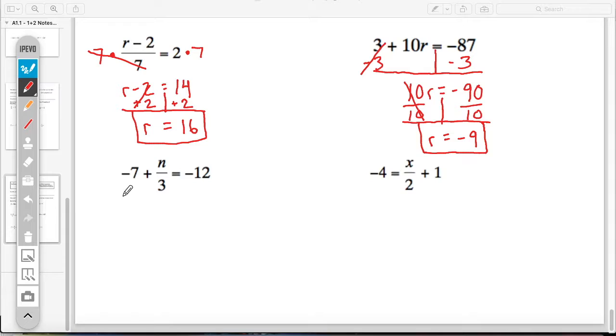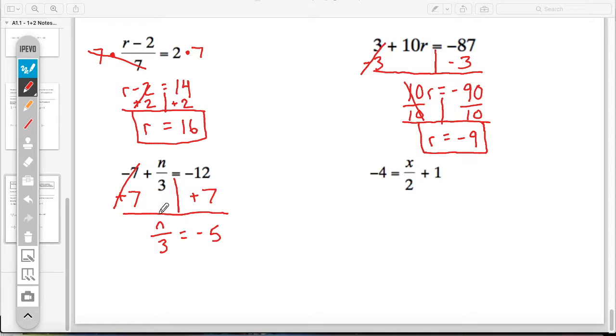Great. So this example right here. Start off by making my t-chart. I know this expression that has my variable needs to be by itself. So my issue is this negative 7. So since I have negative 7, I'm going to add 7 to both sides. So if I do that, negative 7 plus 7 is 0, so they cancel. I'm left with n divided by 3 equals negative 12 plus 7, which equals negative 5.